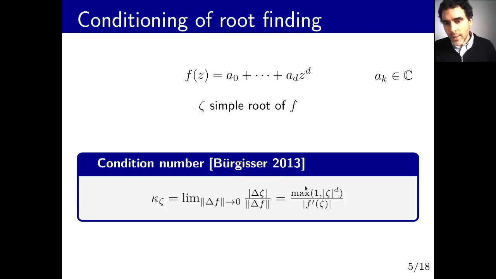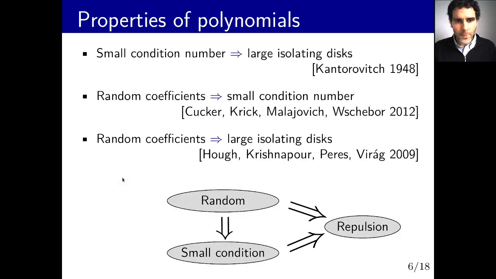And we can see that this is this quantity. So if theta is in the unit disk, this is 1 over the modulus of f prime of theta. In particular, if theta is a double root, then f prime of theta is 0, so that will be infinity. But we will focus on square-free polynomials, and this is the condition number of those polynomials.